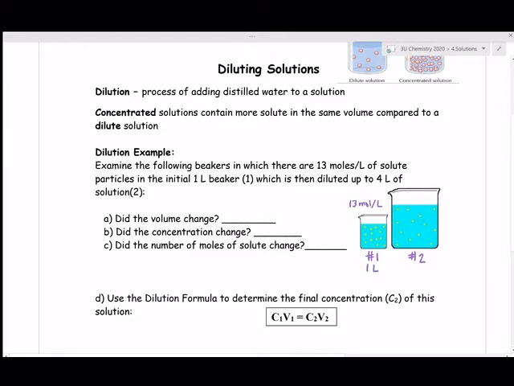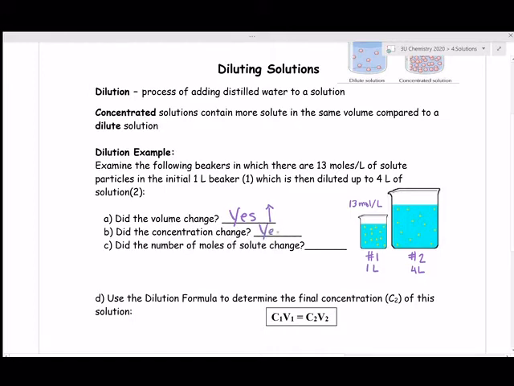And then we put it into a larger beaker and then just pour water in until we now have 4 liters. Okay, but if you count those up, you'll see that there are still 13 particles. So did the volume change? Yes, it definitely does. When you do a dilution, you are going to increase your volume. Does the concentration change? Yes, it does.